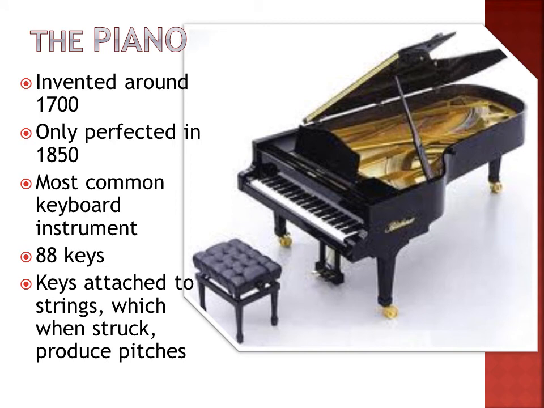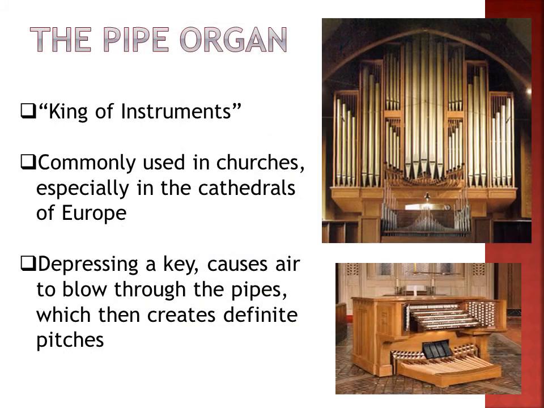Pictured below is the grand piano. Many have seen upright pianos or electronic keyboards based off of pianos as well. The piano was invented around 1700 and perfected in 1850. It's the most common keyboard instrument and has 88 keys. As you can see from the picture, the keys on the keyboard are attached to strings inside the piano. When each key is struck, the strings are hammered and produce sound.